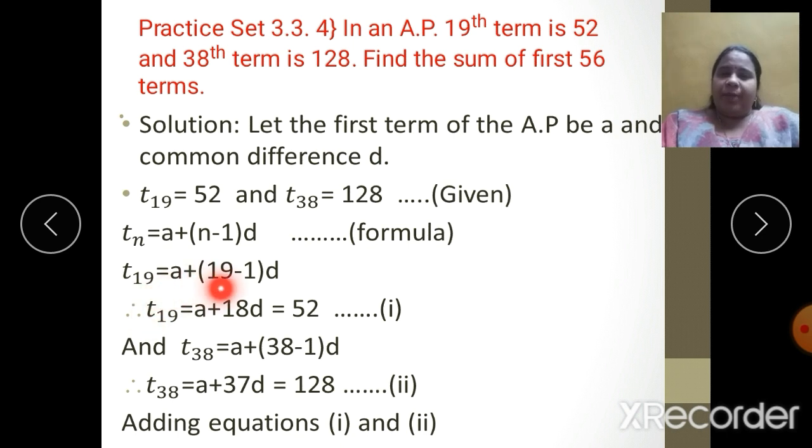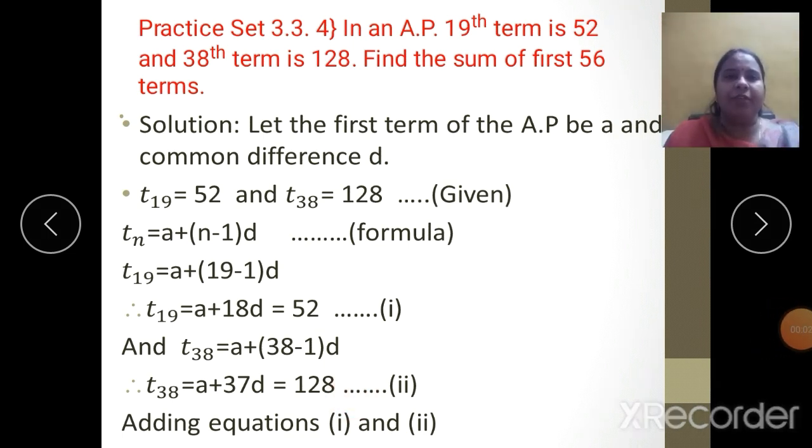So T19 is equal to a plus, in place of n I will write 19, 19 minus 1 into d. What is the value of T19? 52. So 52 is equal to a plus 18d. Put this as equation number 1. Exactly the same way, I will get the second equation from T38. T38 is equal to a plus 38 minus 1 into d. The value of T38 is nothing but 128. So we get the second equation as a plus 37d is equal to 128.